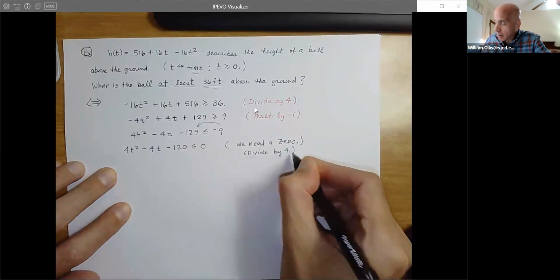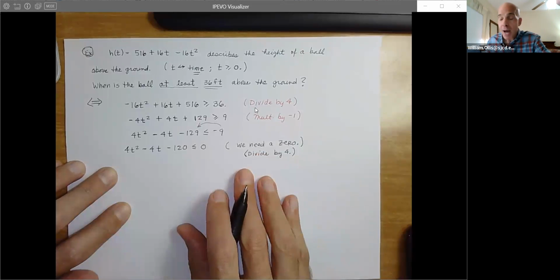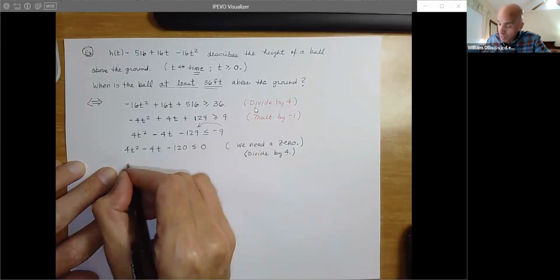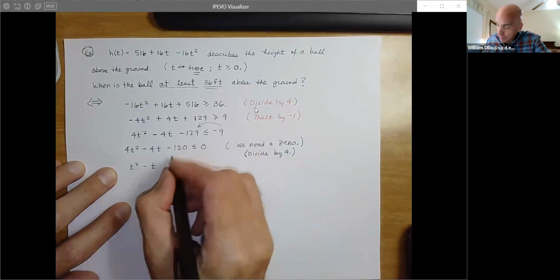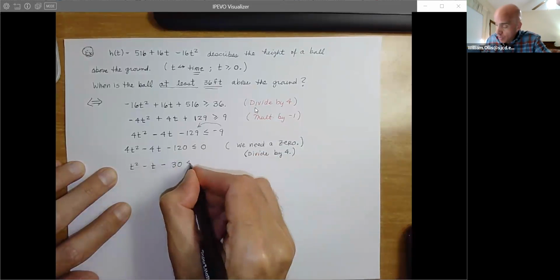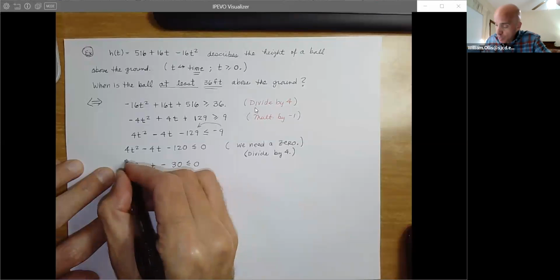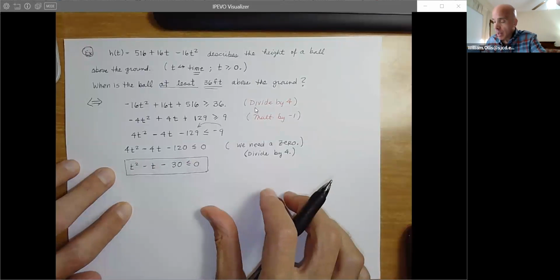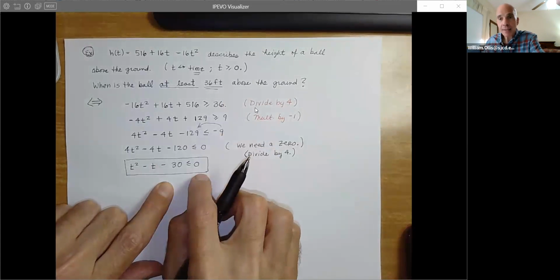So now just write divide by 4. The key, as in all the problems we do, is to make them as simple as possible. So now that'll be easy. So we get a t squared minus a t minus a 30 less than or equal to 0. So now, at least at this point, if we compare this to this, we certainly like this.